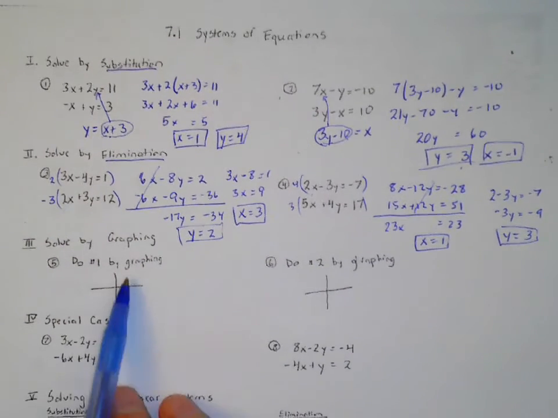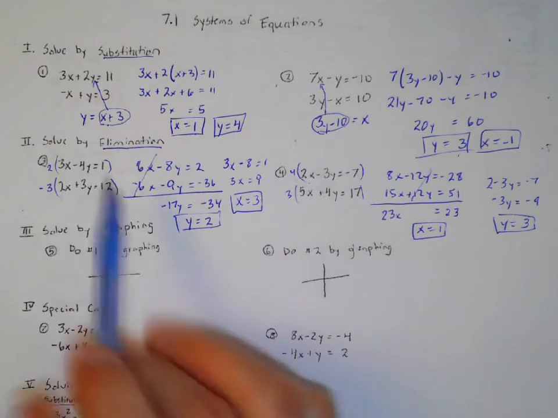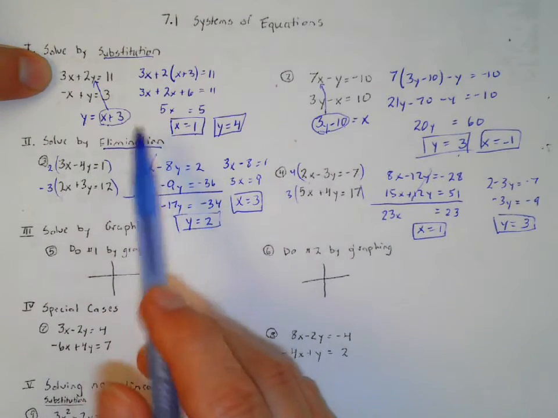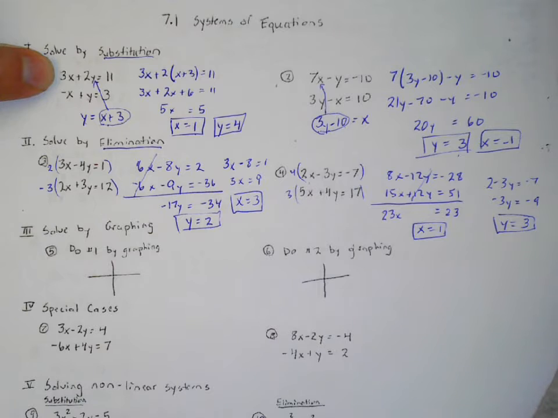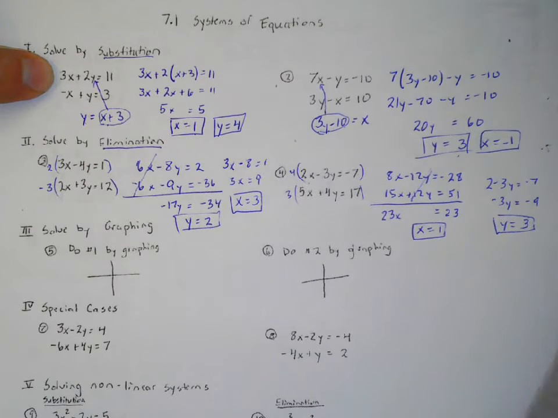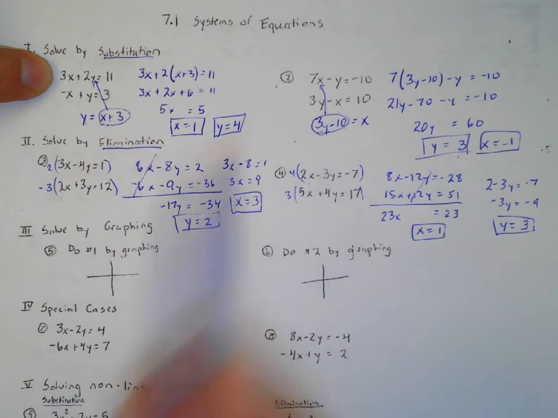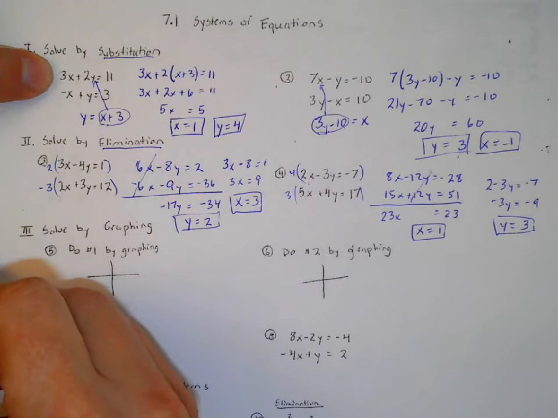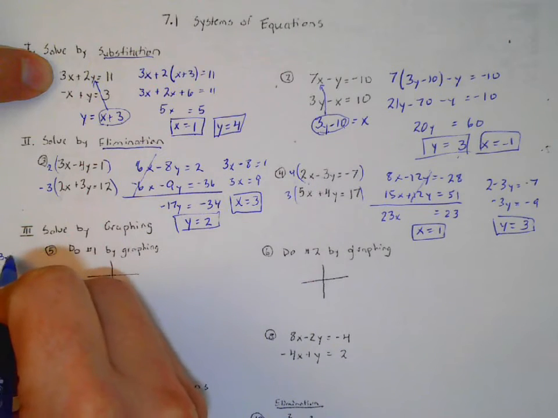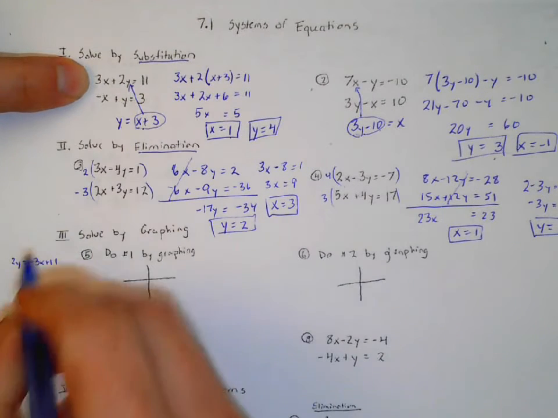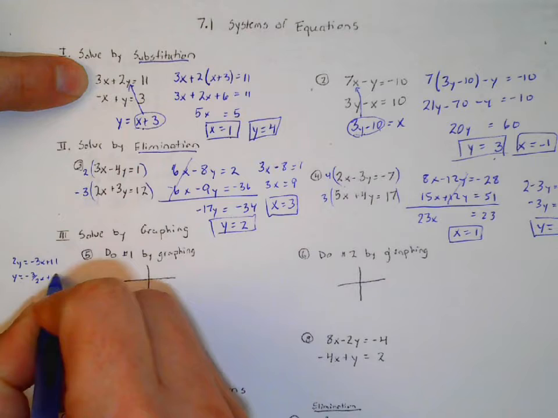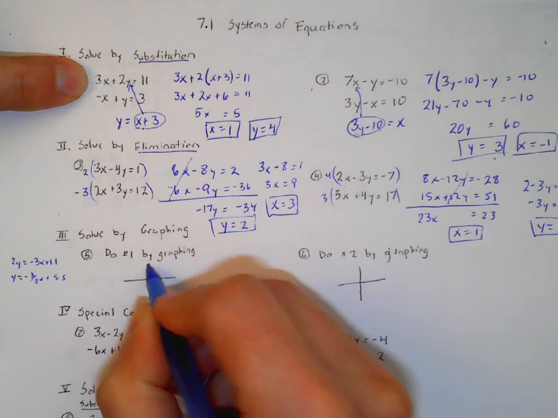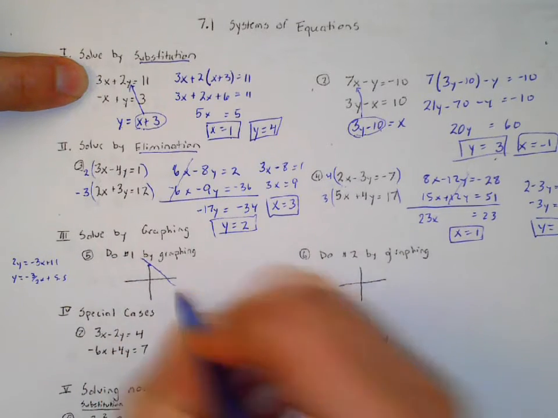Okay, to solve by graphing, if we do this one by graphing here, you could just type these into Desmos and get it with the graphing. But if you don't use Desmos, I'll just kind of do it here. You get 2y is equal to negative 3x plus 11, and then divide, get y is equal to negative 3 over 2x plus 5.5. So you'd start at 5.5, go down 3 over 2, you get a graph.